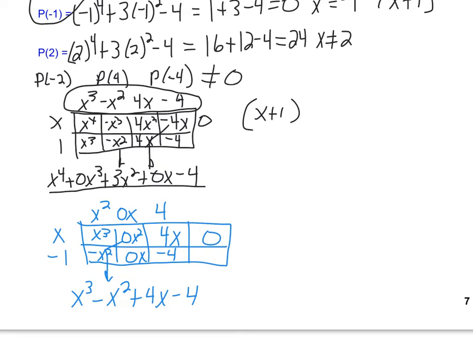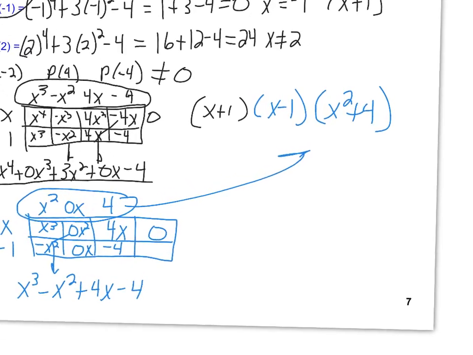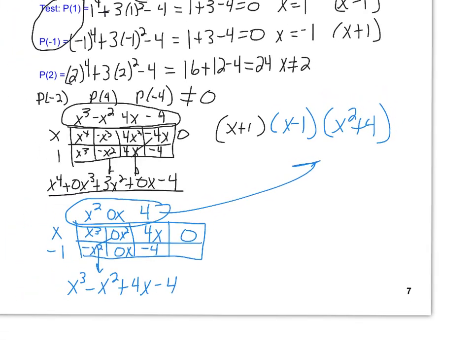Therefore, x plus 1 times x minus 1 times x squared plus 4 are your factors. What are your zeros? That's our last question. In other words, what values for x will make this equation equal to 0?